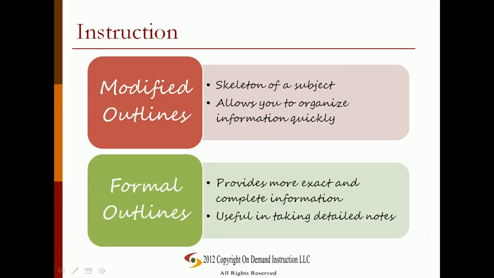Formal outlines provide more exact and complete information and relationships among ideas than any other form of notes. In addition to listing major details under main ideas, a formal outline also lists minor details under major details. It is useful in taking detailed notes.